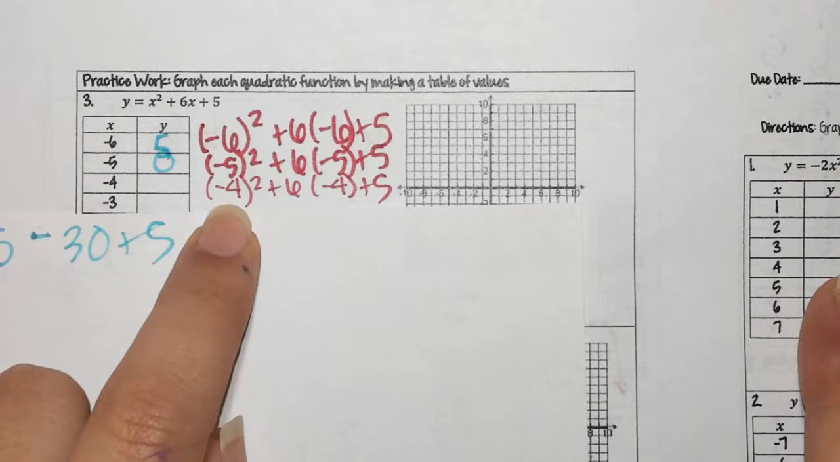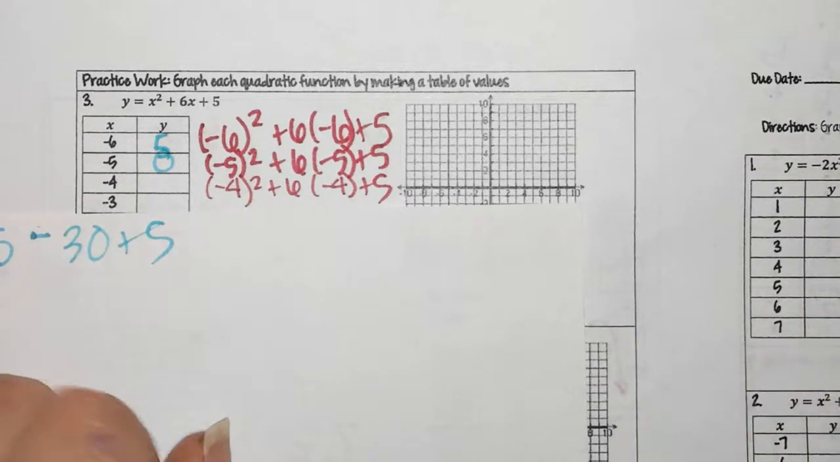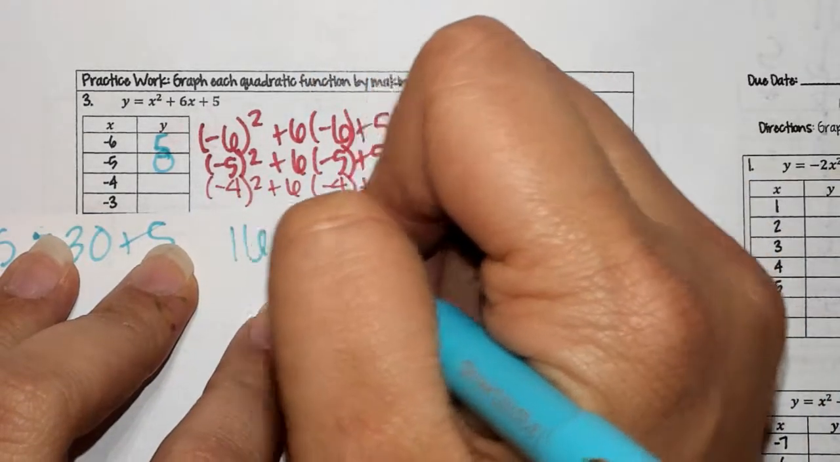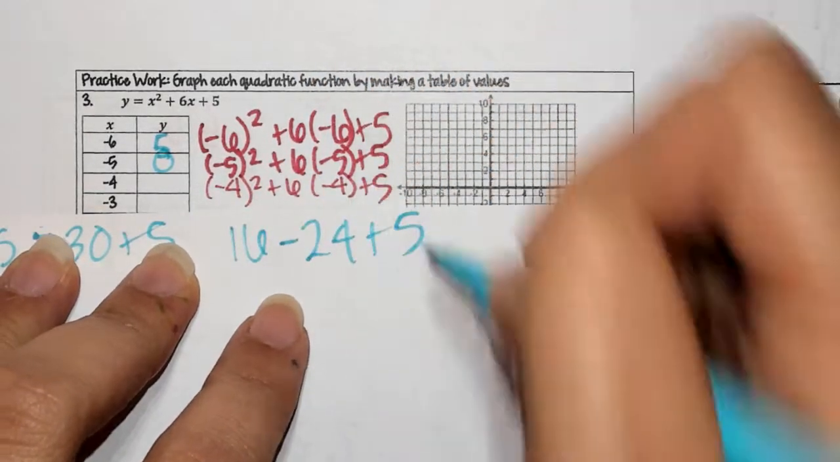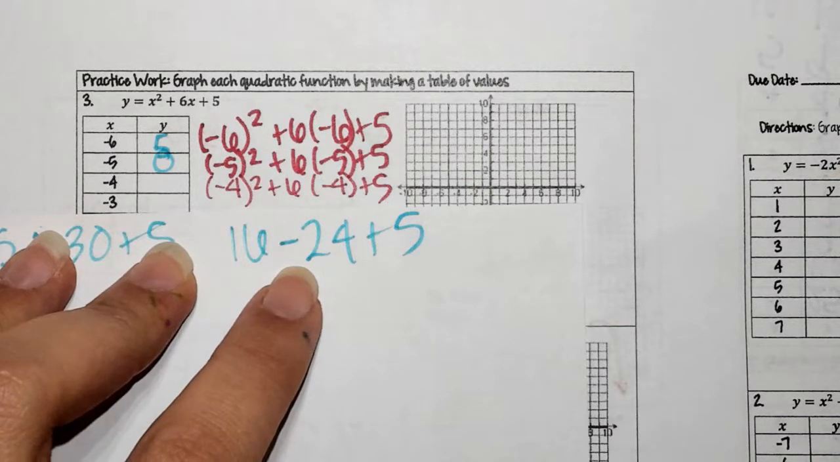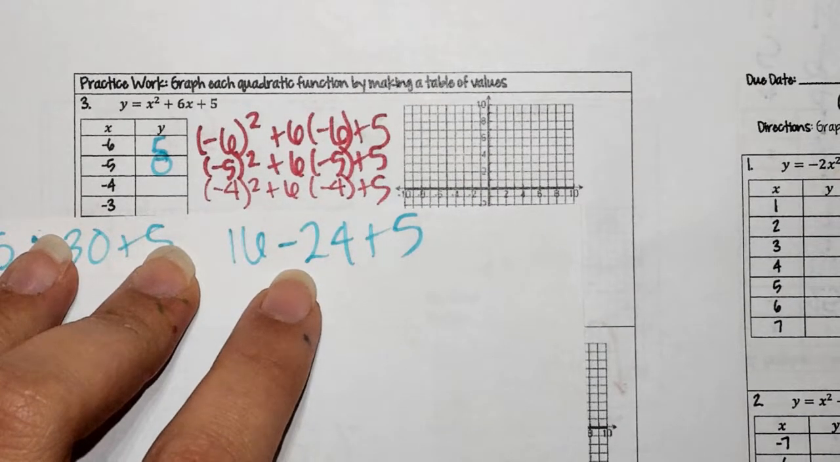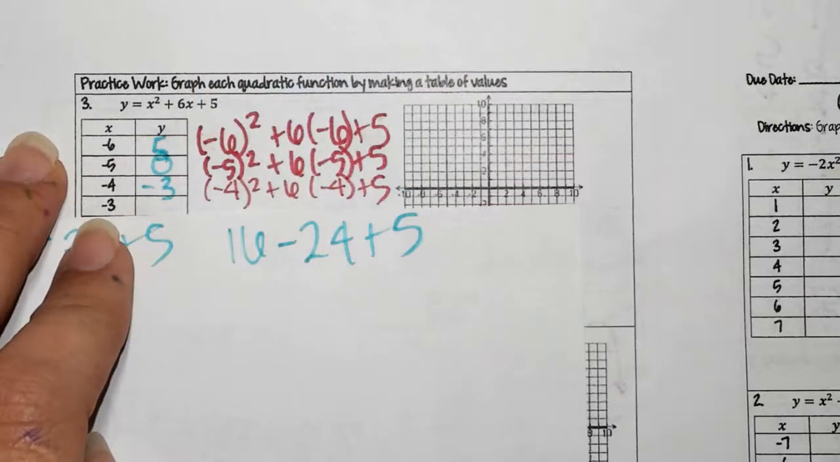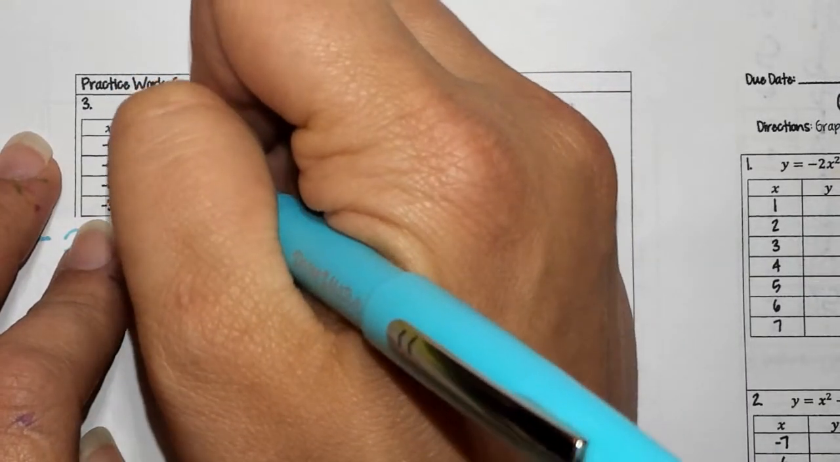All right, negative 4 squared is 16. And 6 times negative 4 is negative 24, plus 5. All right, what's 16 minus 24? Negative 8. And what's negative 8 plus 5? Negative 3.